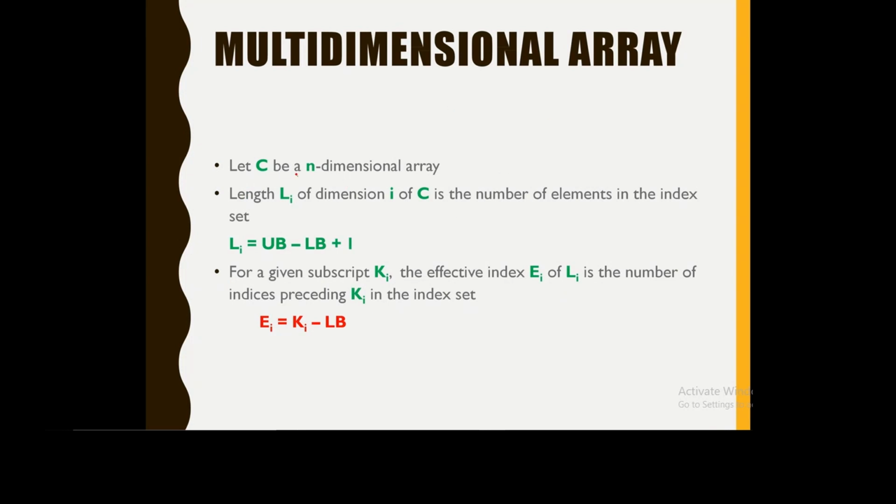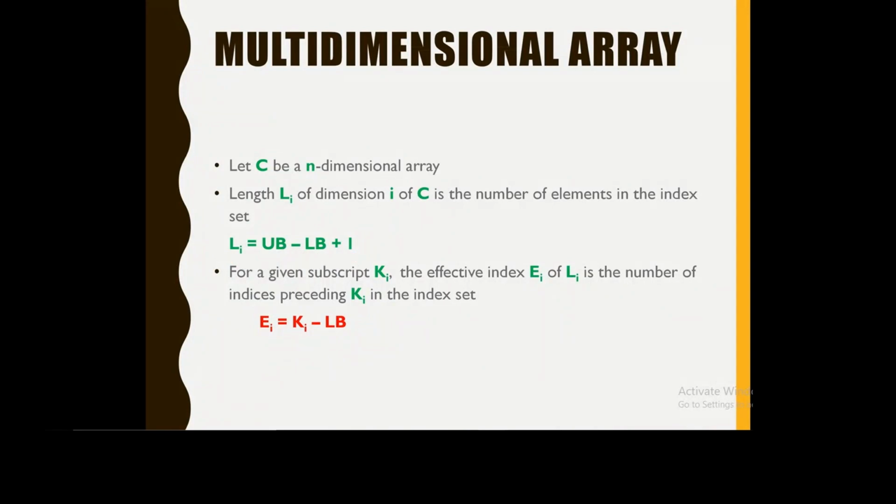Now let C be an n-dimensional array, and the length li of dimension i is the number of elements in the index set. We simply denote that li, and lb will be the lower bound, ub will be the upper bound. I have told you this formula in the previous slide: the size or length of the particular dimension will be upper bound minus lower bound plus 1.